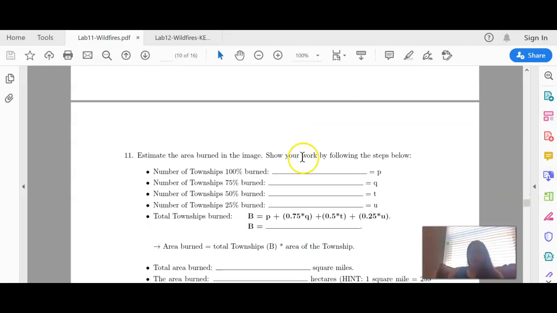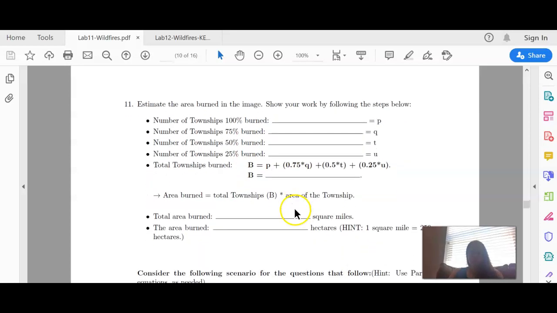So you do the same thing for the number of townships that were 50% burned and 25% burned. And then you use this formula: B is equal to whatever you get for P times whatever you get for Q times 0.75, so on and so forth.